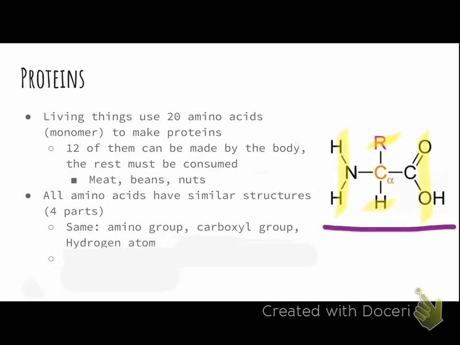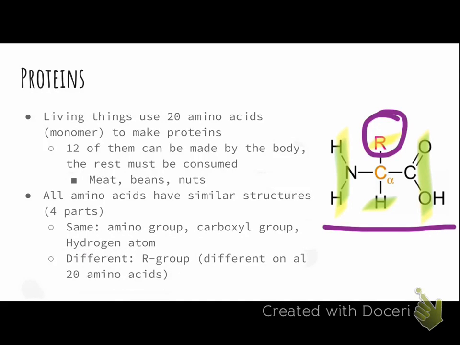So the things that you're going to see the same on every amino acid, let's change colors here, the 3 here: your amino group, your hydrogen, and your carboxyl, all going to be the same. So it's this R group right here that is going to be different. That R group is going to be what makes each one unique. Whatever is attached in this area right here where the R is, that's what makes each unique amino acid.